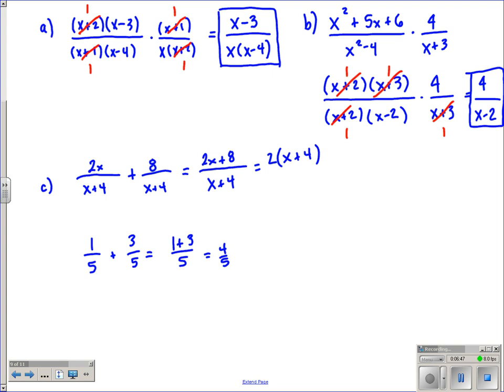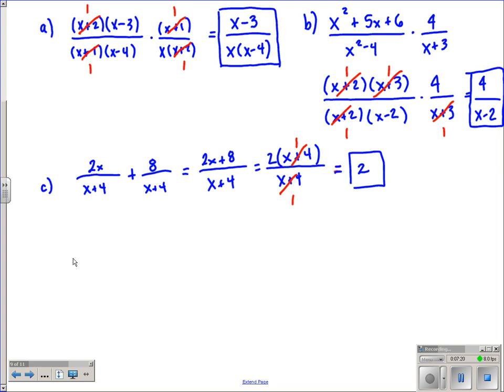The reason it's so important to factor this is because this simplifies. We have a binomial of x plus 4 and another binomial of x plus 4. So this cancels out, becoming 1 over 1. So we have 2 times 1 over 1, which ends up being 2. So 2 is our answer for C.